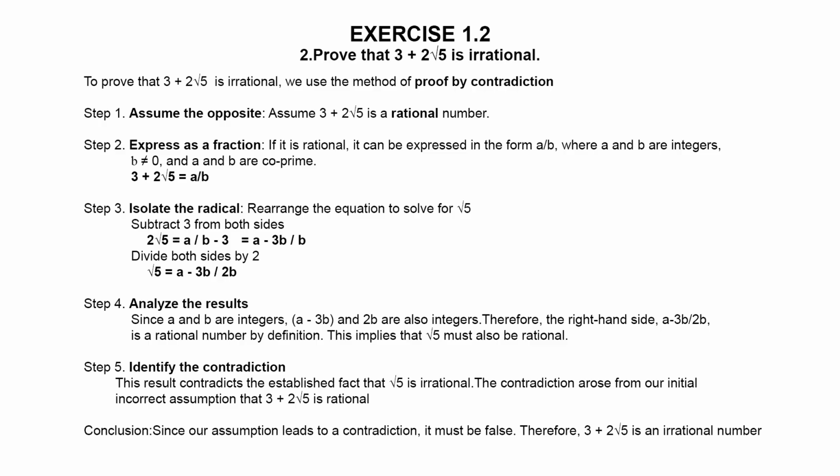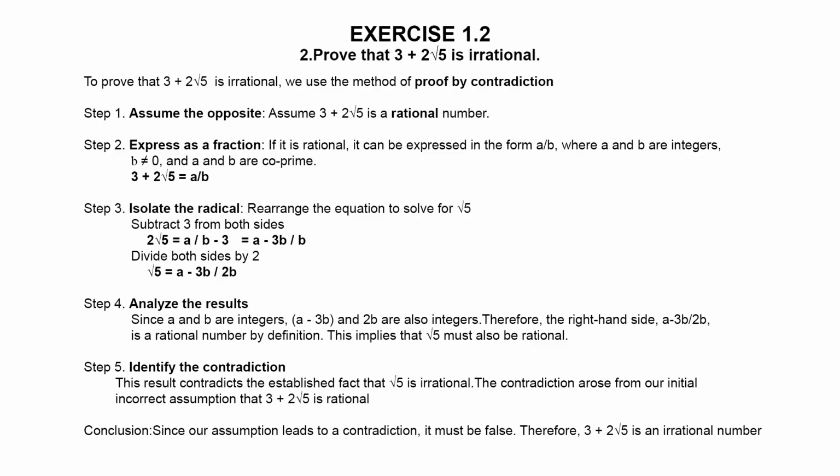Subtract 3 from both sides. 2√5 = a/b − 3, which is equal to (a − 3b)/b. Divide both sides by 2. √5 = (a − 3b)/(2b).